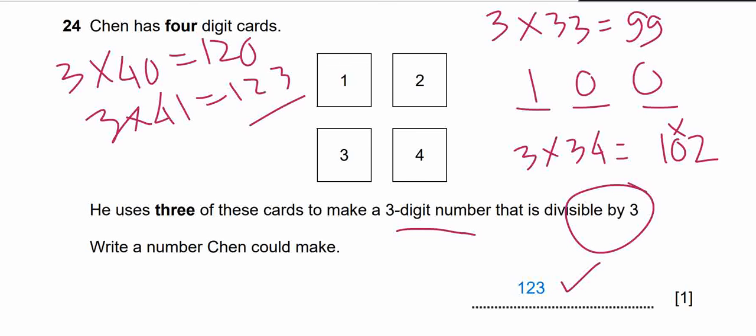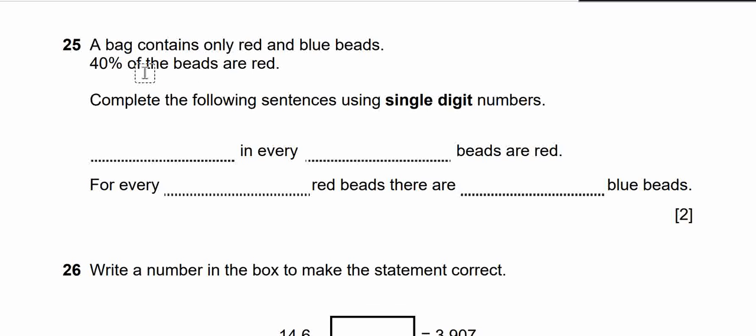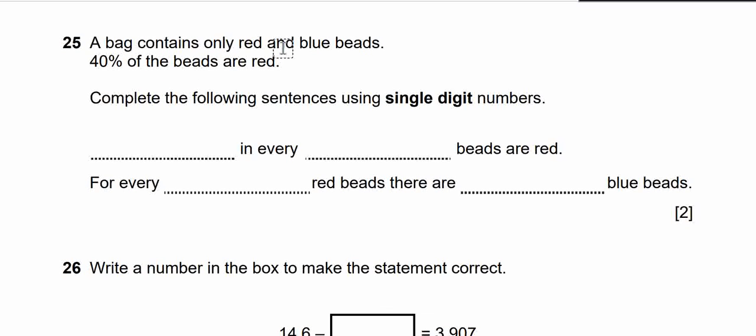Alright, let's move on to question 25. Question 25 says a bag contains only red and blue beads. 40% of the beads are red. Complete the following sentences using single-digit numbers. Something in every something beads are red. For every something red beads, there are something blue beads. So 10 seconds from now. 10, 9, 8, 7, 6, 5, 4, 3, 2, 1.